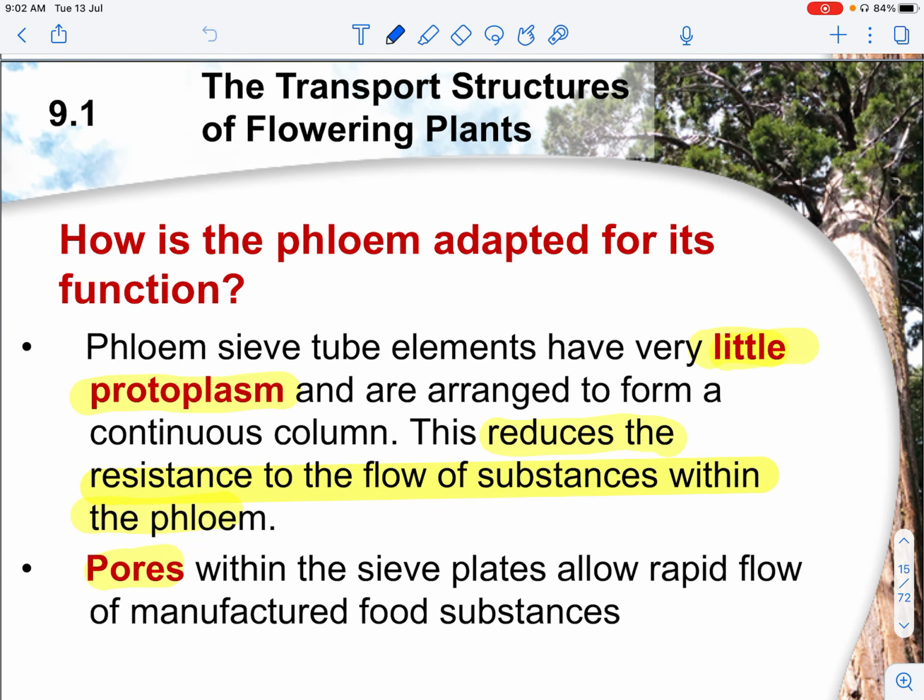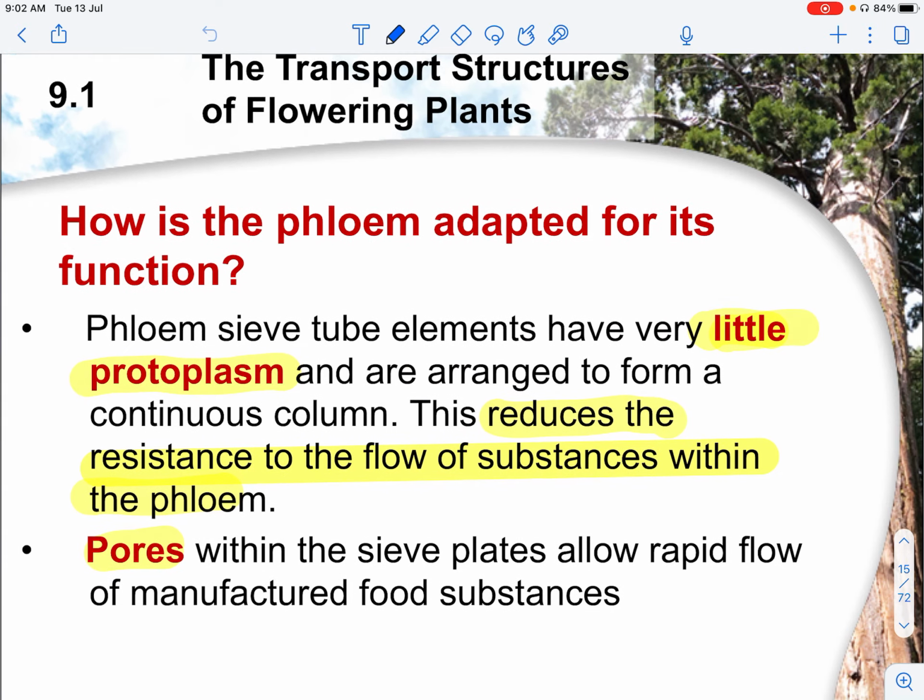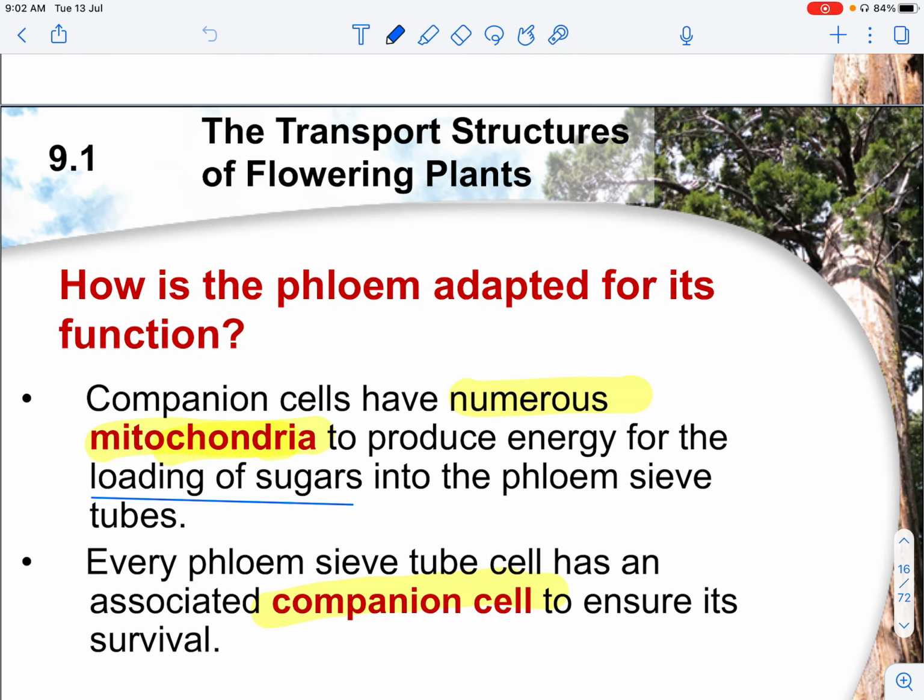So in our lesson we talk about how the phloem is adapted for its function, where the phloem sieve tube elements have very little protoplasm, which are your nucleus, your cytoplasm and cell membrane, and they are generally there to help reduce the resistance to the flow of substances within the phloem. Pores within the sieve plates will help to allow rapid flow of the manufactured food substances.